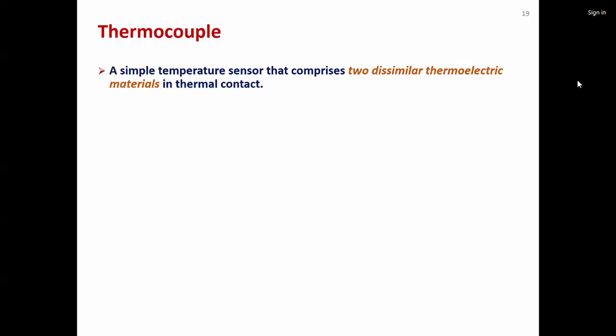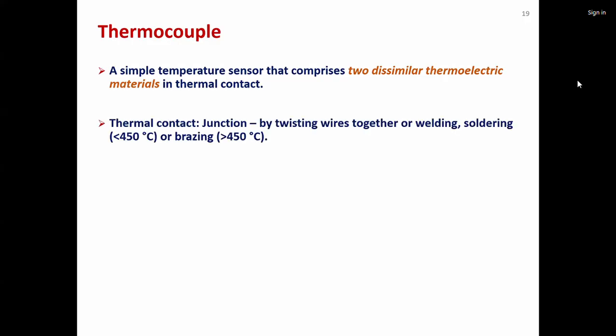So a thermocouple basically comprises two dissimilar materials, and not any material. They have to be thermoelectric material in thermal contact. And what we mean by thermal contact is that they form what is called a junction. So you can create a junction between two materials or metal wires together by welding and soldering and brazing and so on.